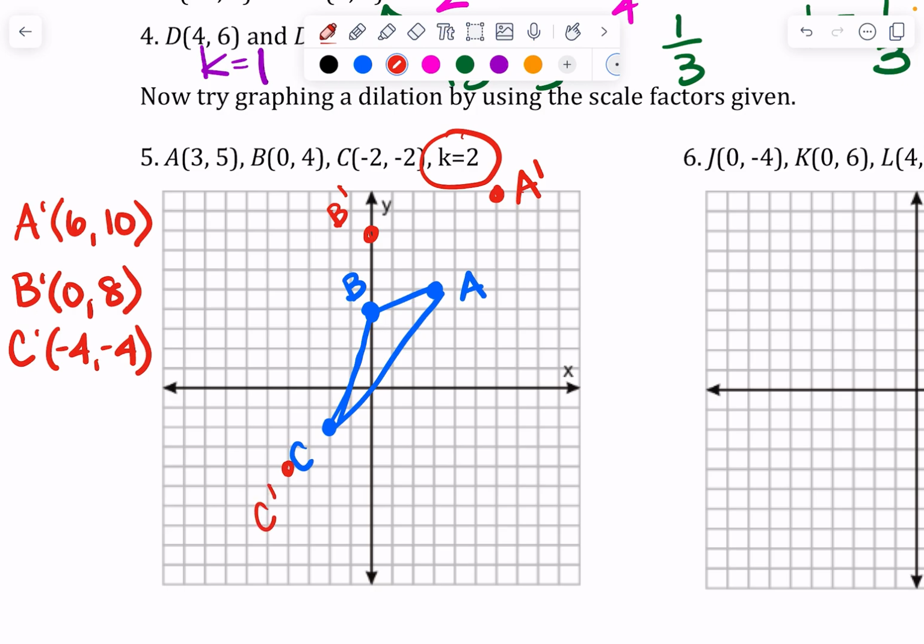And you can see that I have the same shape, if I can draw a straight line. They are just different sizes. So the red one is 2 times as big as the blue one.